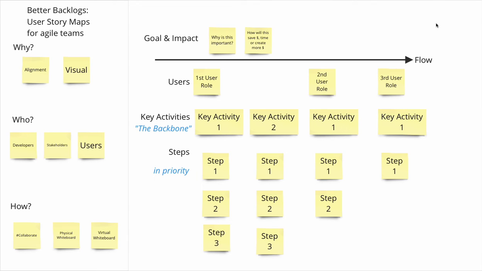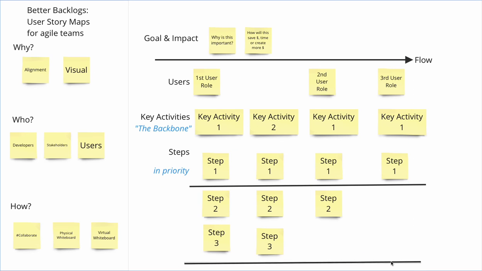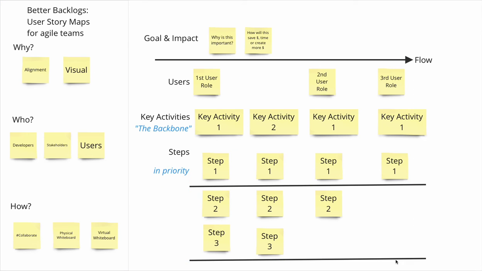Once you have all this laid out, now you can work with your team and say, okay, what do we think we can do in the first sprint or the first release? And you can start to draw these lines. And you can use this throughout the development process, throughout the sprints, throughout the iterations, because maybe you didn't get to step 1, and then you can move it to the next sprint, and you can claim that you got these 3 steps done in the first sprint.